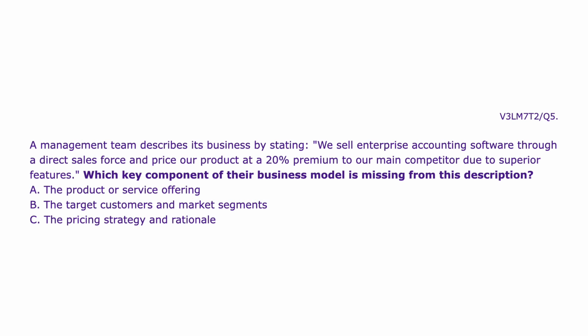A management team describes its business by stating, "We sell enterprise accounting software through a direct sales force and price our product at a 20% premium to our main competitor due to superior features." Which key component of their business model is missing from this description? A, the target customers and market segments; B, the product or service offering; C, the pricing strategy and rationale.